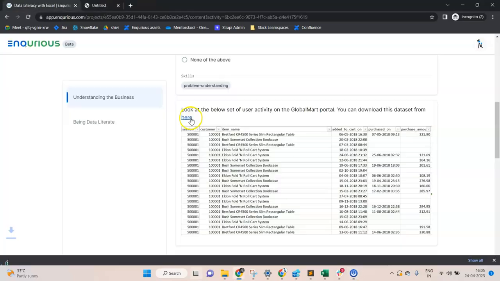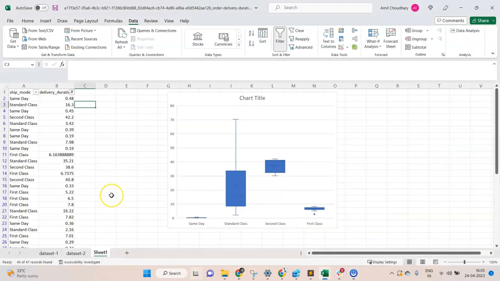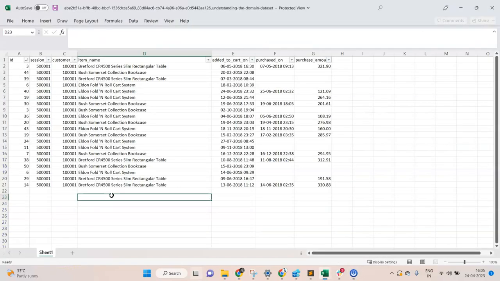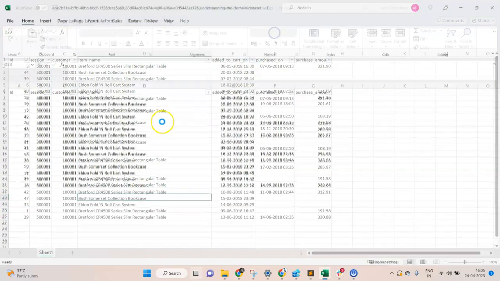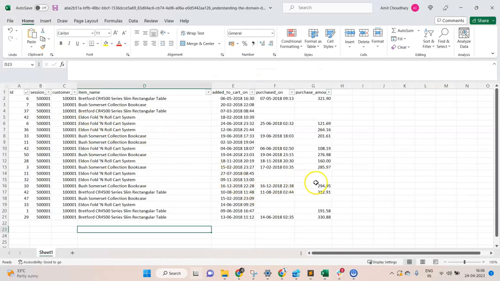Let's download the data set. Let's open it. And we are seeing that, okay, there are some transactions there. What all do we see? We see that there is a session for this customer, the same single customer, and all the items are added by the same customer. These are the timestamps on which the item is added to the cart. This is the timestamp on which it was purchased, and there is a purchase amount.